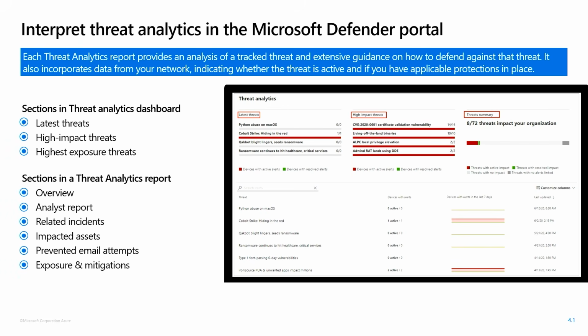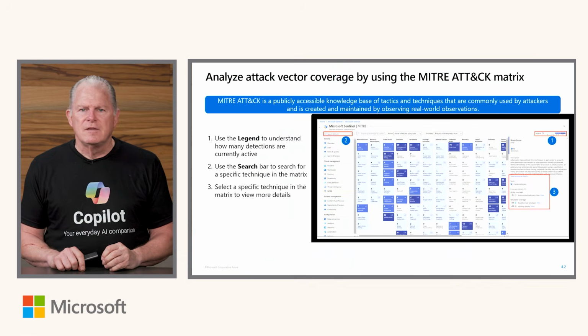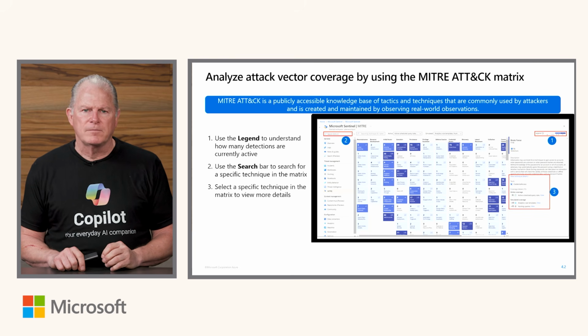In Microsoft Sentinel, you can view the current MITRE coverage by navigating to the Threat Management menu on the left and selecting MITRE. This allows you to see how well your organization is covered against various attacks and techniques used by adversaries as defined by the MITRE ATT&CK framework.